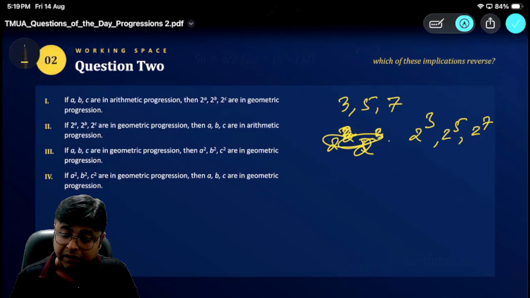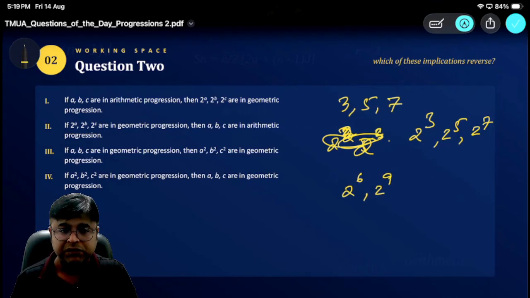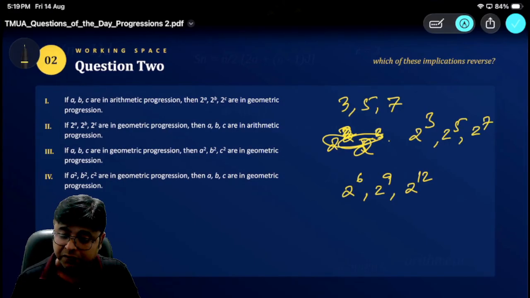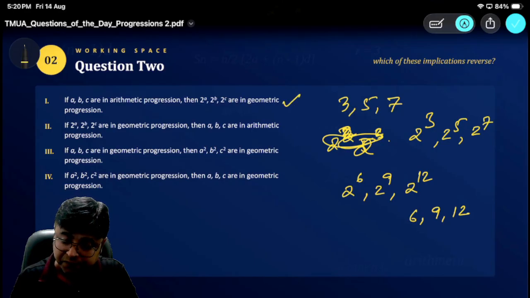Now let's take three numbers which are in geometric progression: 2 to the power 3, 2 to the power 6, and 2 to the power 9. The common ratio is 8, so the next will be 2 to the power 12. If this is in GP, I can see that the powers 3, 6, 9 and 12 are in AP with common difference 3. So this is also true.